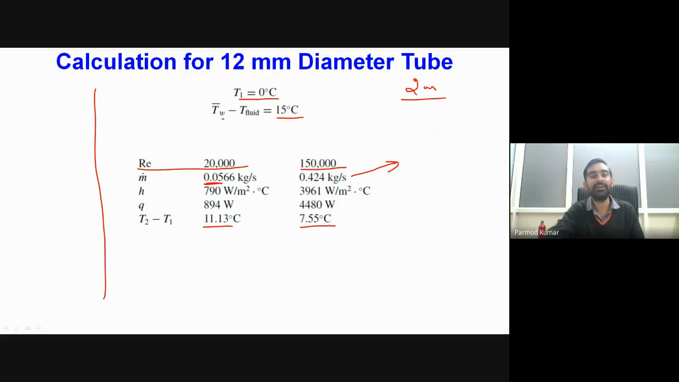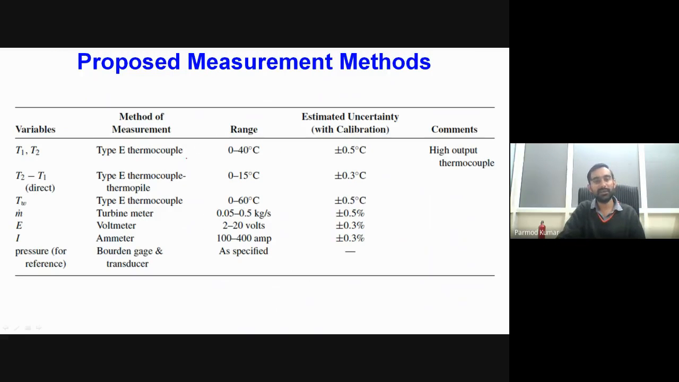Okay. So now we have frozen the geometric details of the experimental setup, and we have also got the range of parameters within which we need to do the measurement. So now we will be finding our measurement instruments. Okay. So these are some of the proposed measurement instruments and methods. For example, if I have to measure individual values of T1 and T2, then I can take a type E thermocouple whose range is from 0 to 40 degrees Celsius and estimated uncertainty is plus minus 0.5 degrees Celsius. Okay. Then, apart from using individual thermocouples for measurement of temperatures T1 and T2 at two different locations, we can use a thermopile arrangement also.